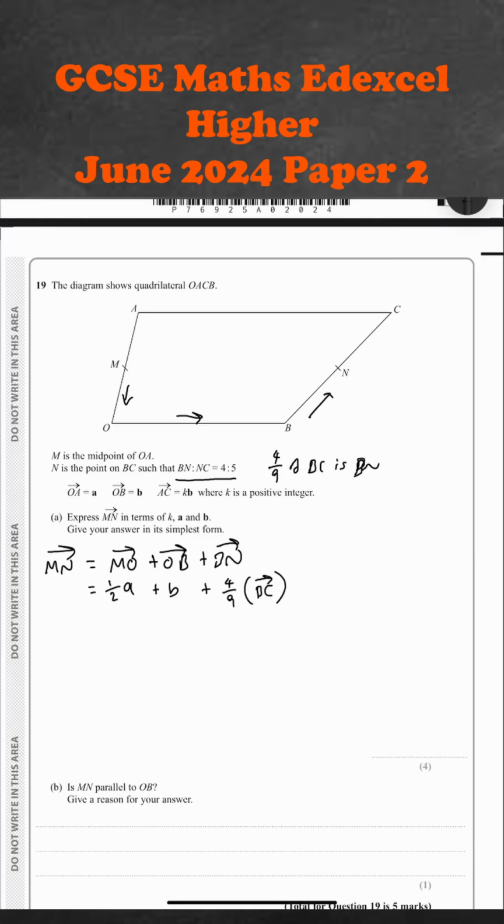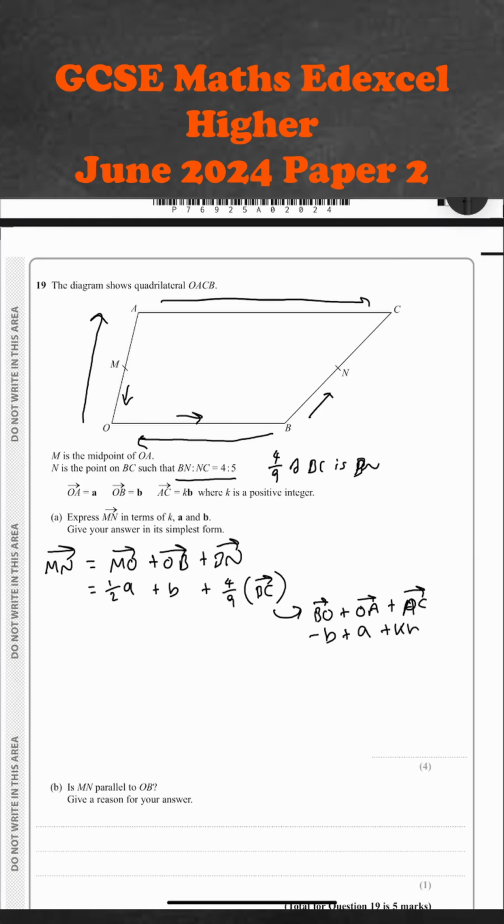So BC is the same as BO plus OA plus OC. So all I've done there is gone the long way around this, like this. So BO is the opposite of OB, so that's minus B. OA, we already have, is A. And OC, sorry, I don't mean OC, do I? I mean AC. AC is KB. Therefore, MN equals a half A plus B plus 4/9 of minus B plus A plus KB.